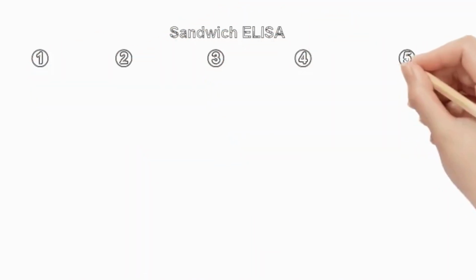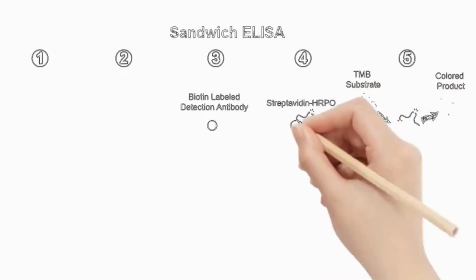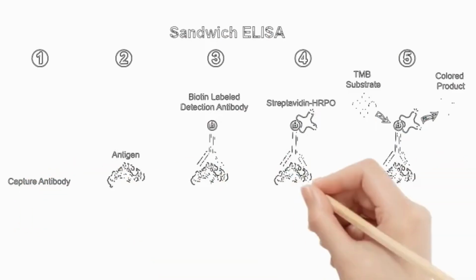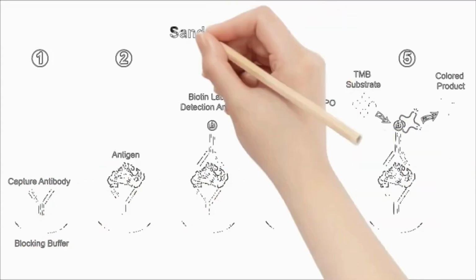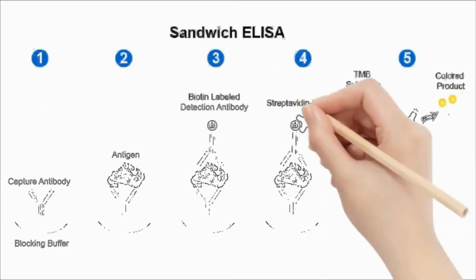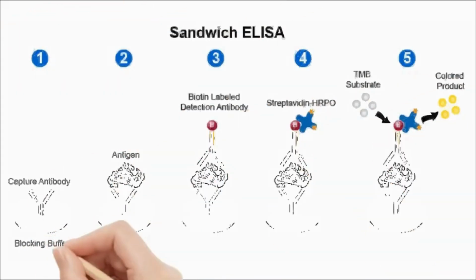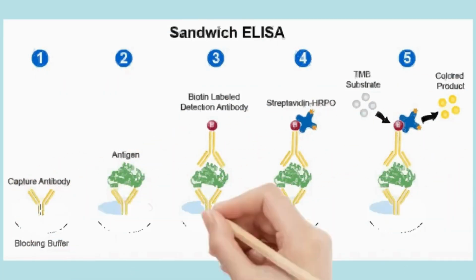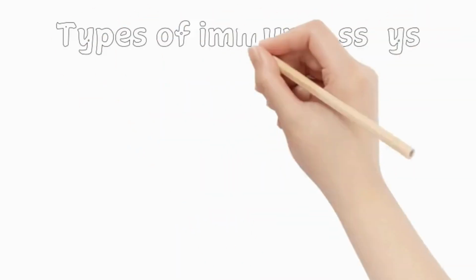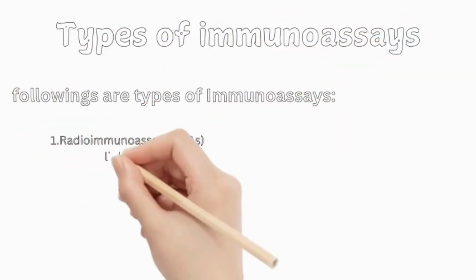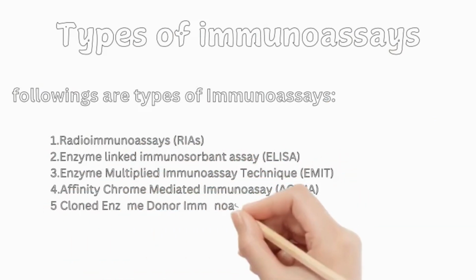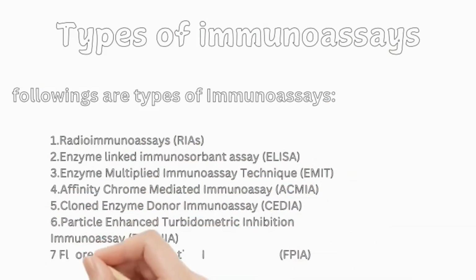Now we will discuss sandwich ELISA. The principle of sandwich ELISA is to use two antibodies to detect a target protein in a sample. In this, the antigen is sandwiched between two antibodies, the coated antibody and the secondary antibody, which makes it highly sensitive and specific.